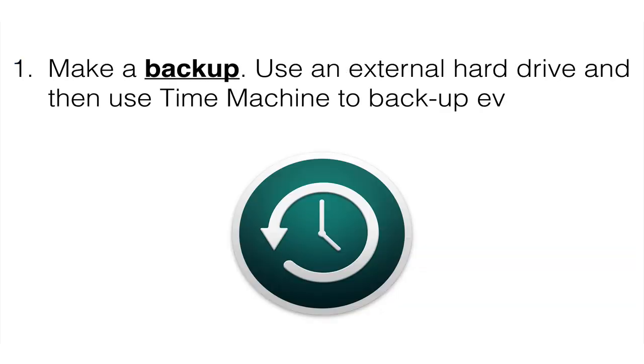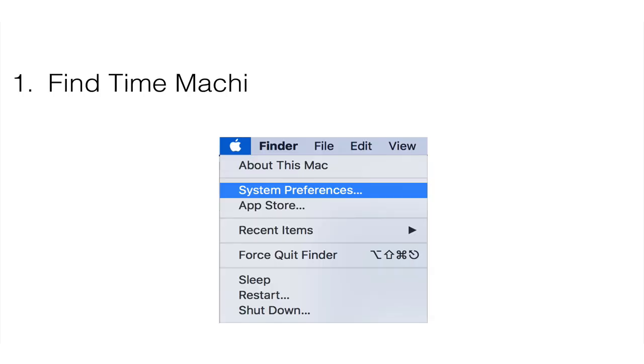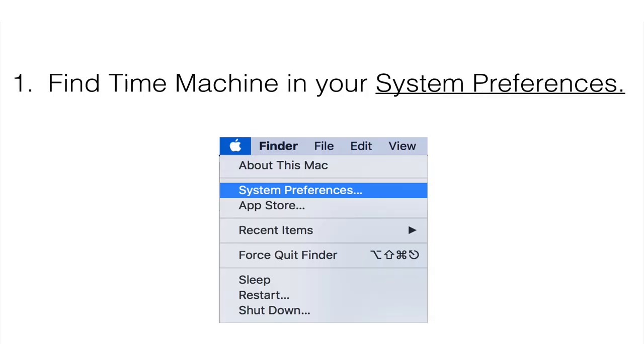So let's cover backup a little closer just so you have that. You want to make a backup and use an external hard drive. And then use Time Machine because it's free on your Mac. It's already included. It will back up everything. And to find Time Machine in your system preferences, you can see the little blue around the white icon of the Apple. And that'll be in the top left of your computer.